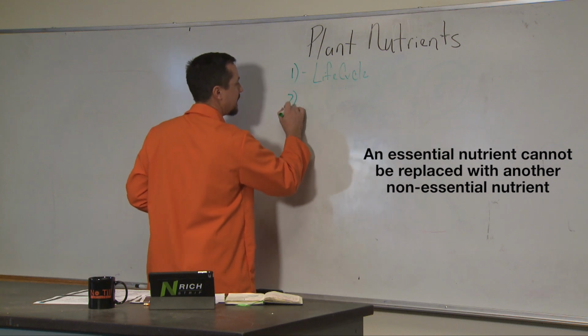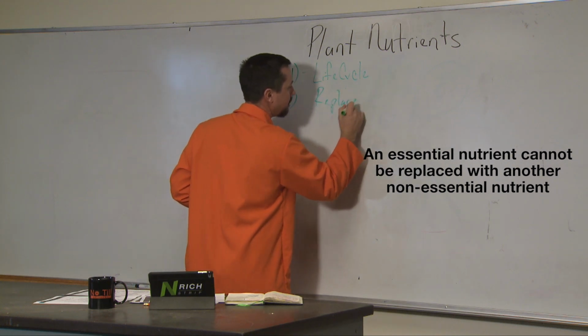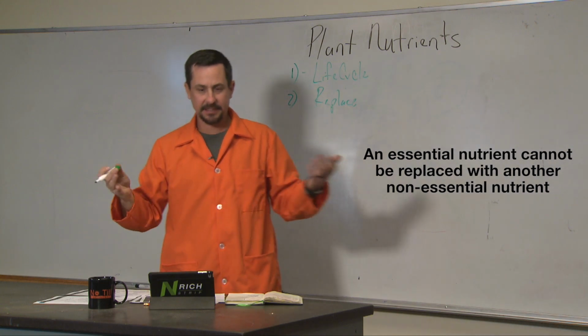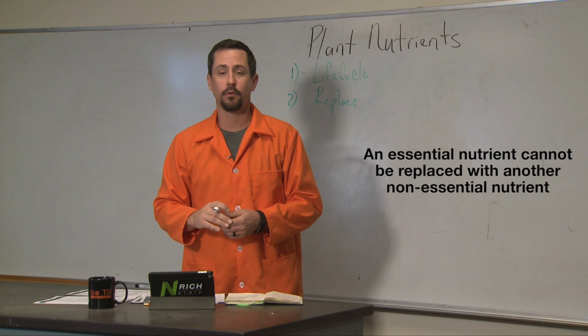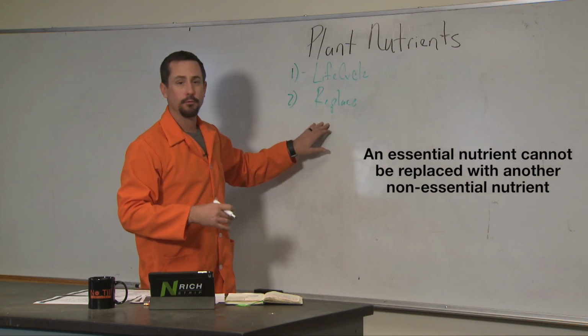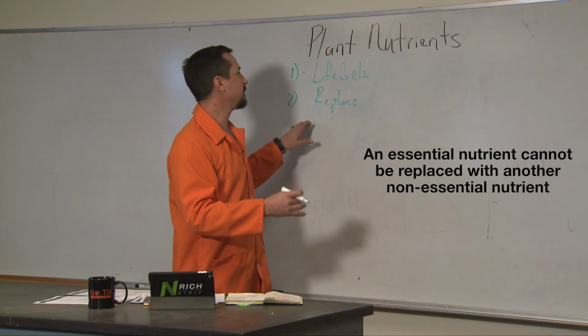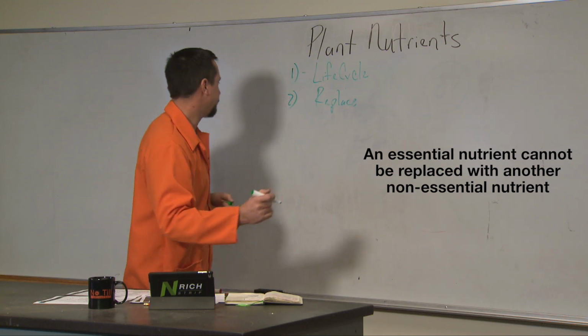2, it cannot be replaced. So this means that, let's say a nutrient is deficient or there's no phosphorus in the soil, you can't add potassium and make it better. If there's something else that can replace that nutrient, it shouldn't be considered plant essential.